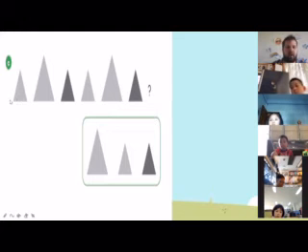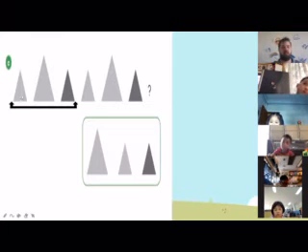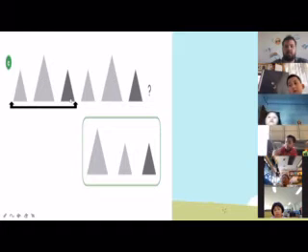So C, we have a small gray triangle, and then a tall gray triangle, and then a small dark gray. So over here we have two different colors. We have gray and dark gray. And in our box we have tall gray triangle, small gray triangle, and then a dark gray triangle. So let's go over our pattern. So we have small gray triangle, tall gray triangle, and then a small dark gray triangle.